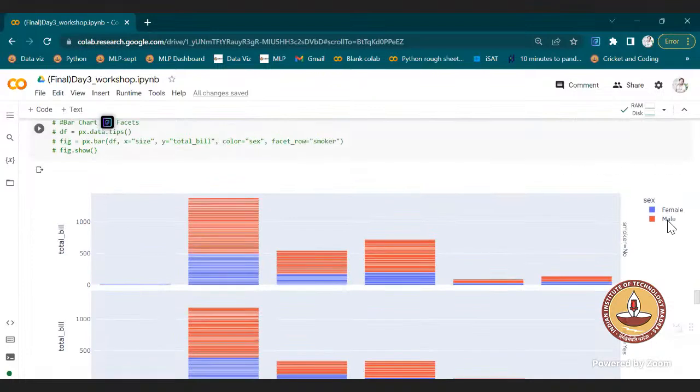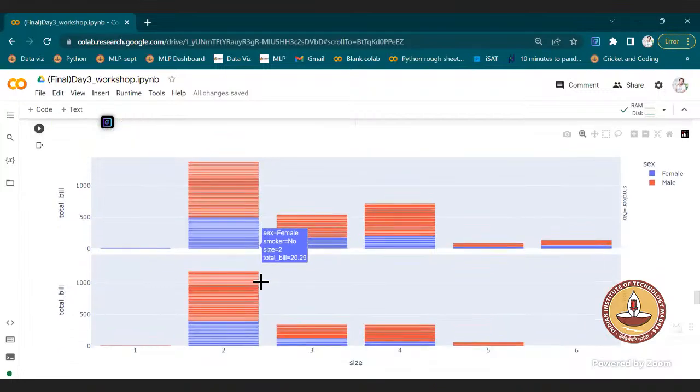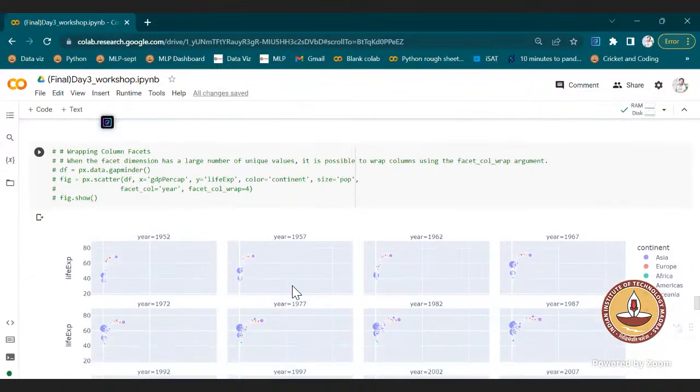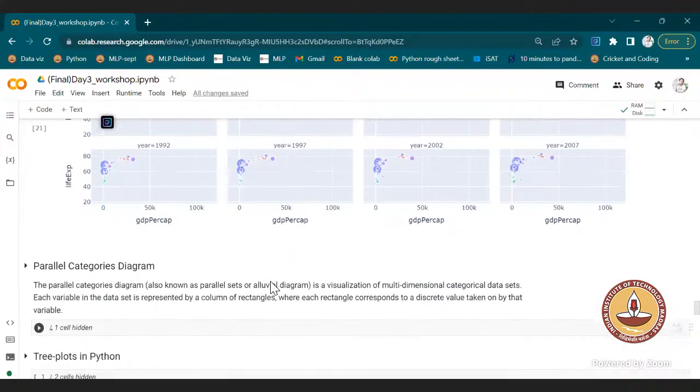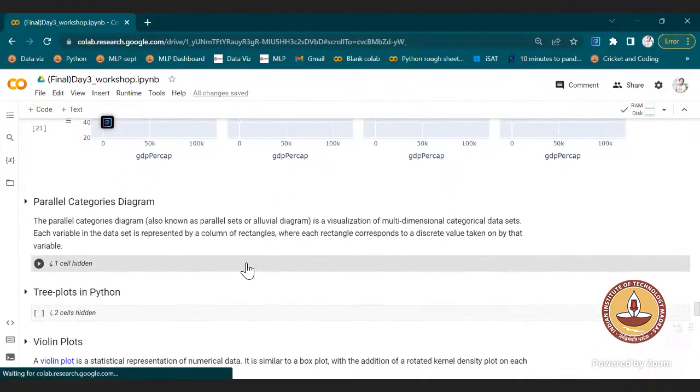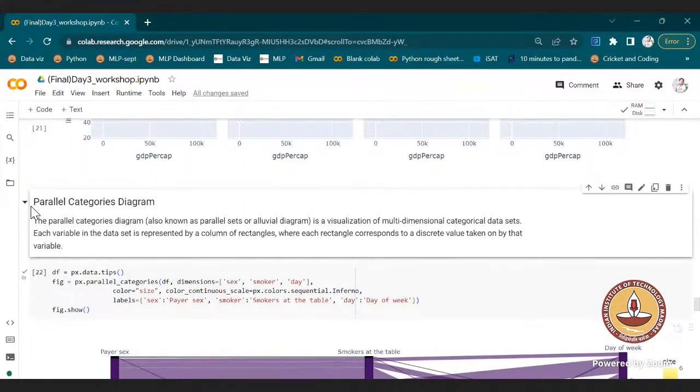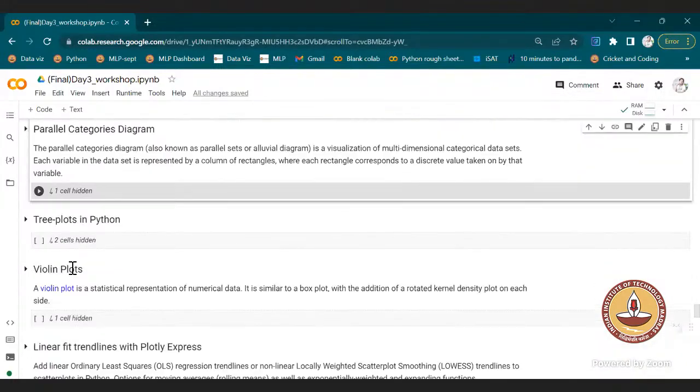There we have the gender ratio, which is column-wise stacked. Earlier it was side by side, now it's stacked in a column. I think these things are not very helpful. I would say the parallel category diagram, I also need to see.